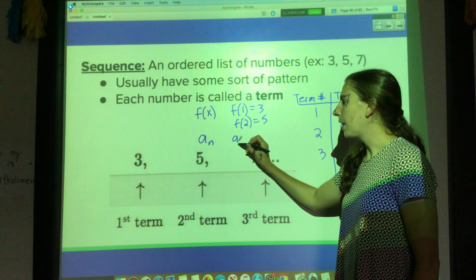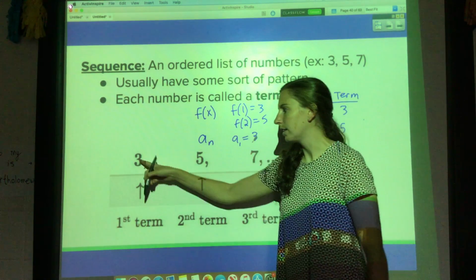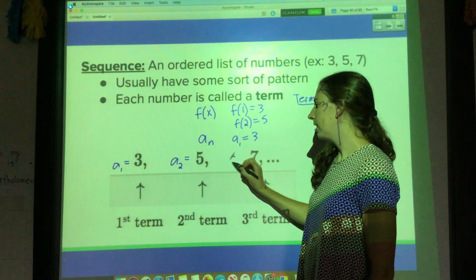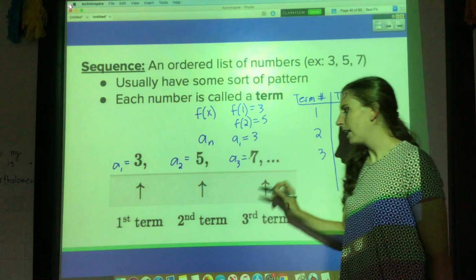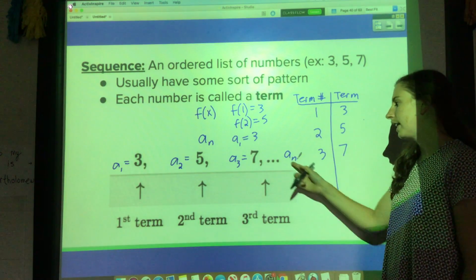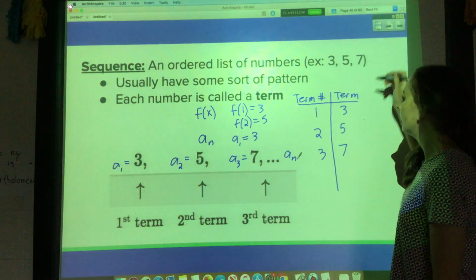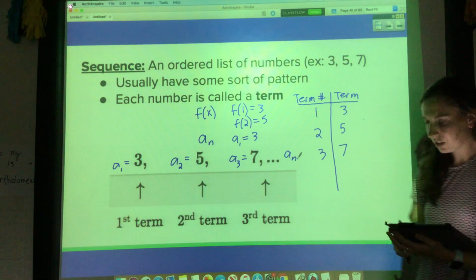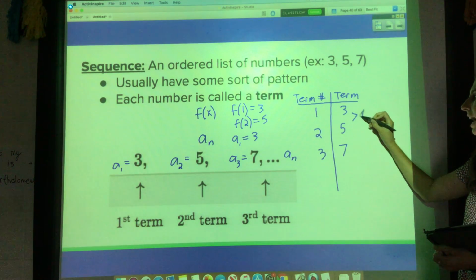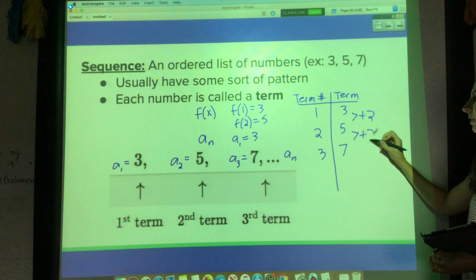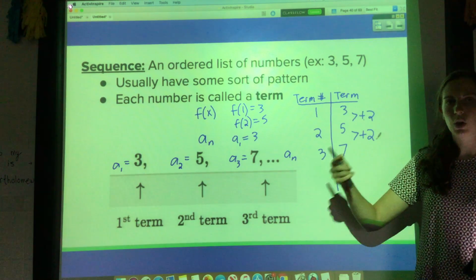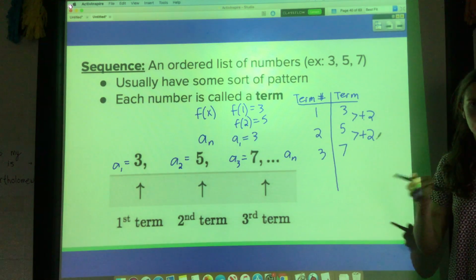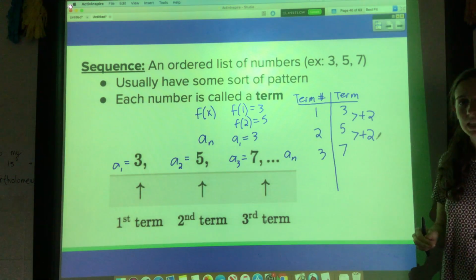For example, a1 would be 3. This is a1, our first term. This is a2, our second term. This is a3, our third term. And if I say an, that just stands for any term in the sequence. So again, it is a function. The pattern here is we're adding 2 each time. If we continue to add 2 over and over again, really we're taking the term number and multiplying it by 2 in some way. And so this ends up being a linear function.